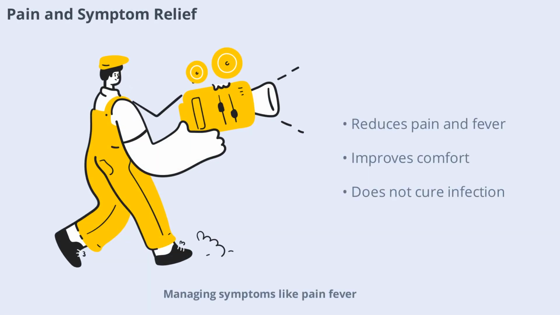Managing symptoms like pain, fever, and discomfort is an important part of infection treatment. Medications such as acetaminophen or ibuprofen can help reduce fever and relieve pain. Other supportive measures like cool compresses or rest can also make patients more comfortable. Symptom relief doesn't cure the infection but helps patients feel better while their body fights off the illness.